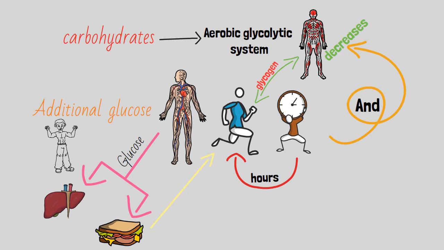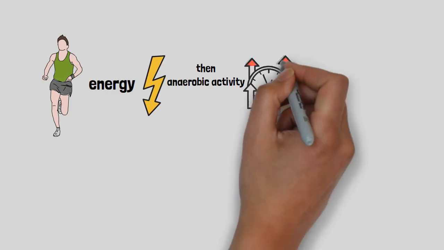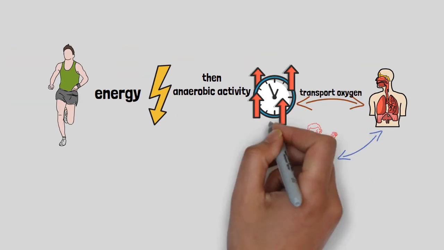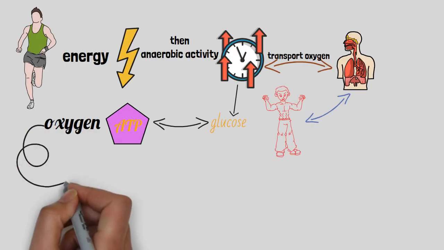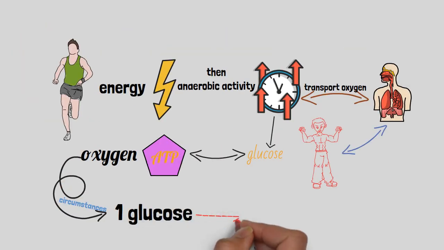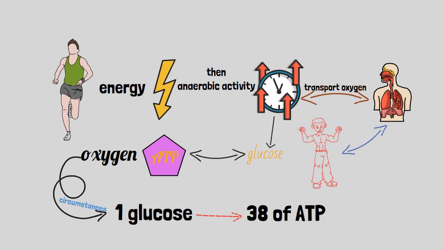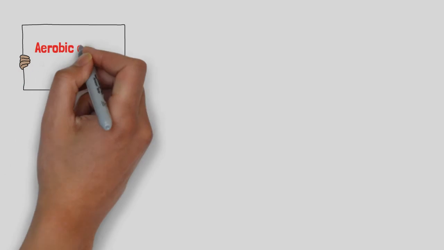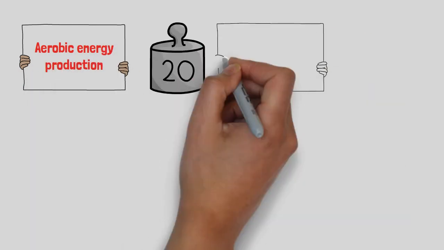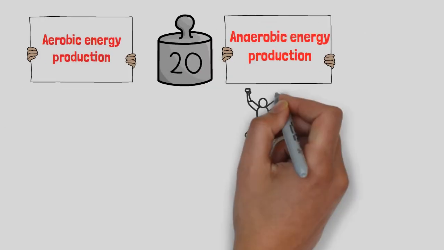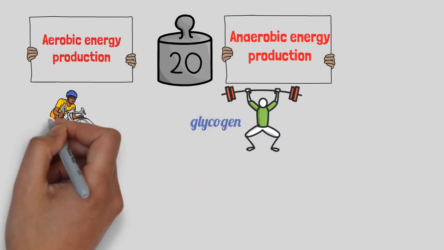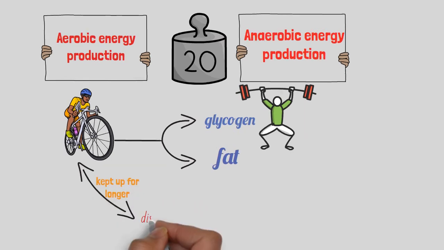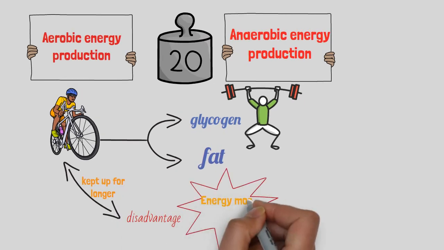In aerobic exercise, the demand for energy is slower and smaller than in anaerobic activity, so there is more time to transport sufficient oxygen from the lungs to the muscles and for glucose to generate ATP with the help of oxygen. Under these circumstances, one molecule of glucose can create up to 38 molecules of ATP. Thus, aerobic energy production is about 20 times more efficient than anaerobic energy production. Anaerobic exercise uses only glycogen, whereas aerobic exercise uses both glycogen and fat, so it can be kept up for longer. The disadvantage is that it produces energy very slowly.